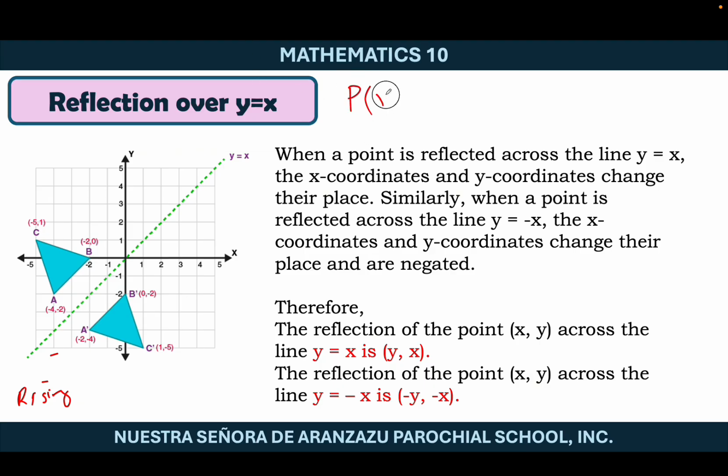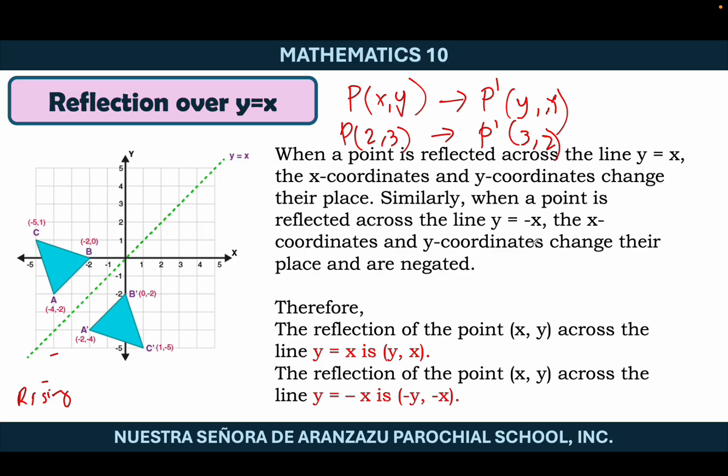So, if we have a given point (x, y), x and y just change position. So, y will be our first coordinate, then x will be the second coordinate. For example, if the given point is (2, 3), change the position. So, this will become (3, 2).